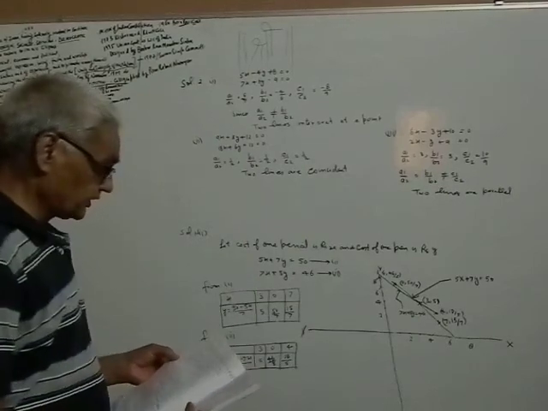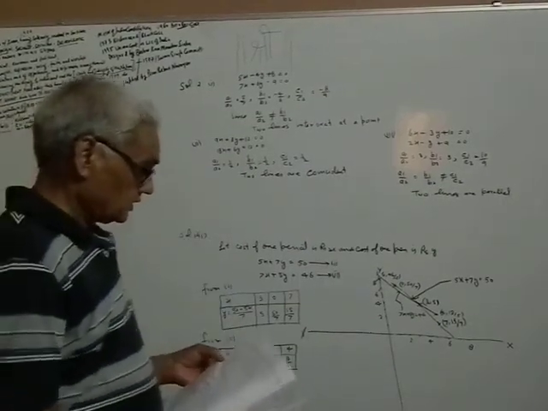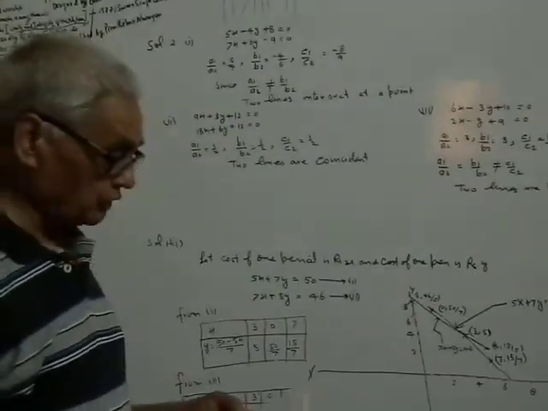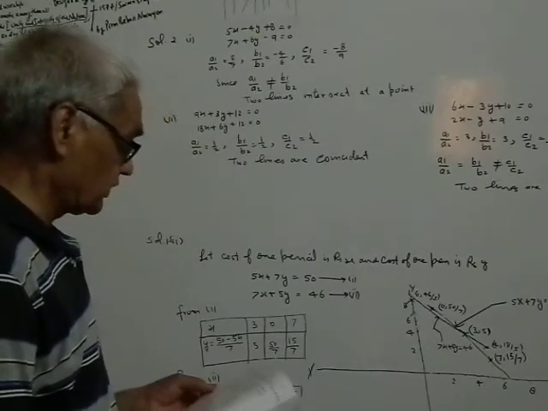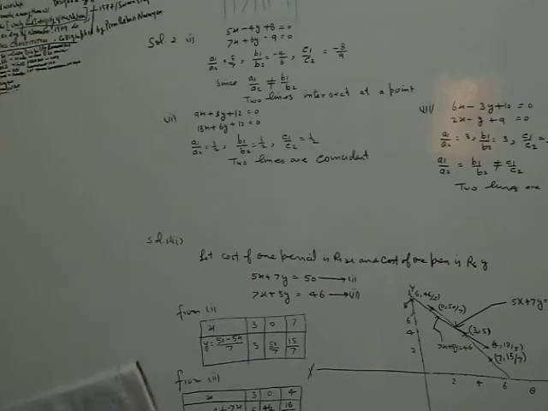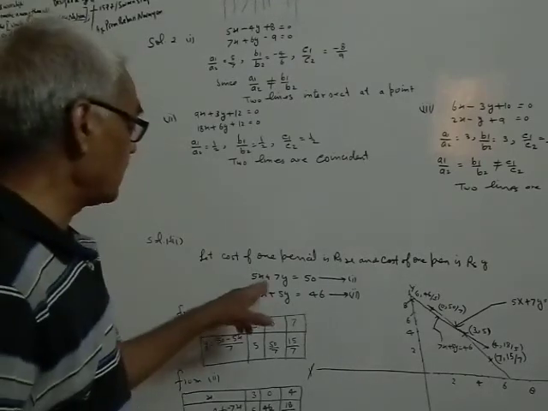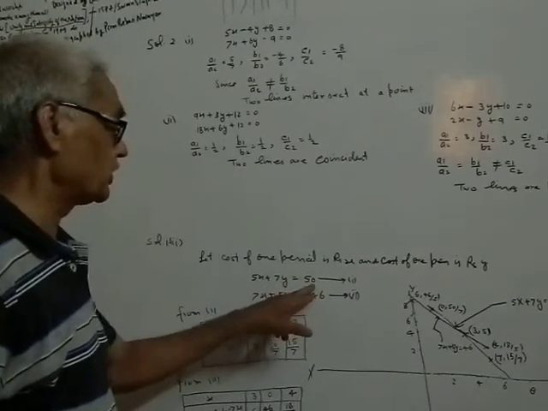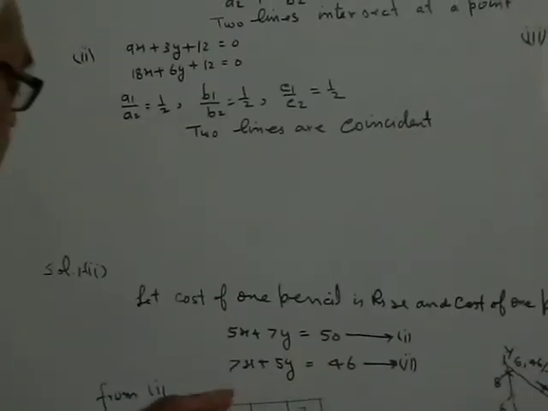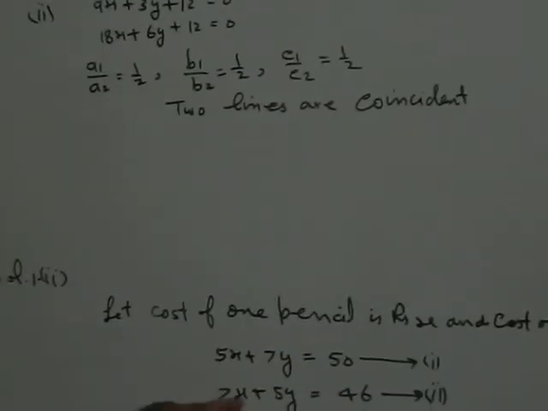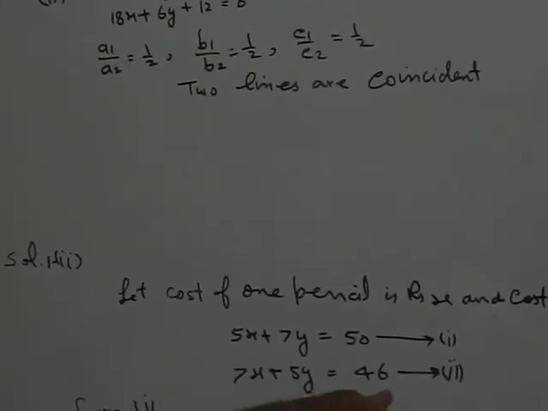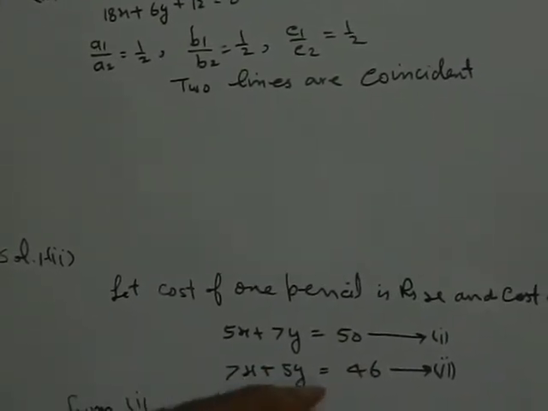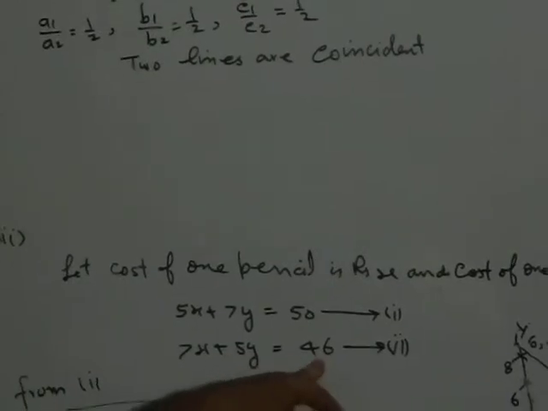Second part of the question: first, let the cost of one pencil be rupees x and the cost of one pen be rupees y. Then the first equation will be 5x + 7y = 50, and the second equation will be 7x + 5y = 46.